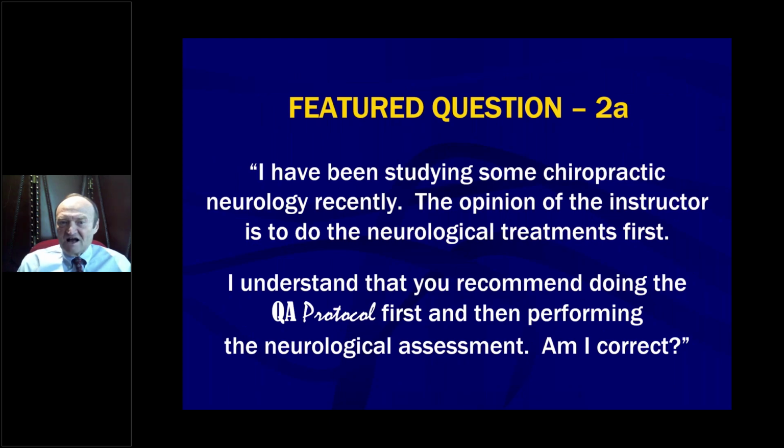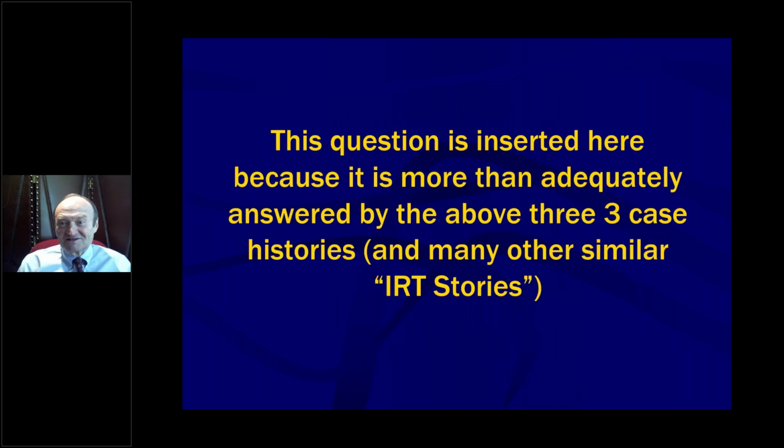This is question 2A. I have been studying some chiropractic neurology recently. The opinion of the instructor is to do the neurological treatments first. I understand that you recommend doing the QA protocol first and then performing the neurological assessment. Am I correct? This question is inserted here because it more than adequately is answered by the above 3 case histories and many other similar IRT stories.